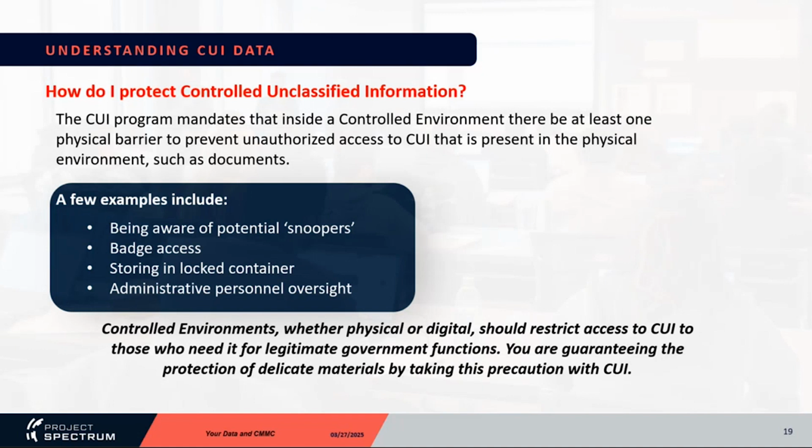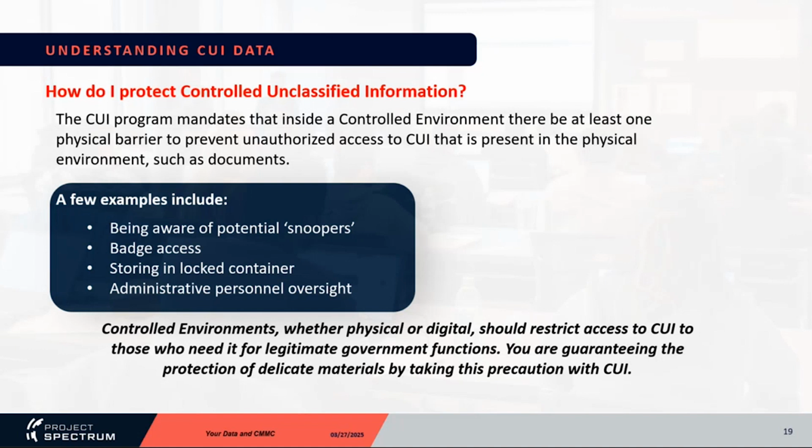So again, you need to make sure that if you have that physical information, those blueprints, those plans, those documents, whatever, you need to be aware of a few things like potential snoopers. You need to make sure that anybody that has access gets in and out with a badge so that you're constantly having a record of who's going in and coming out. You need to make sure that this information is stored in a locked container, locked file cabinet, locked desk drawer, locked office, locked closet, whatever it is. And then you also need to make sure that your administrative personnel have oversight over this type of information.